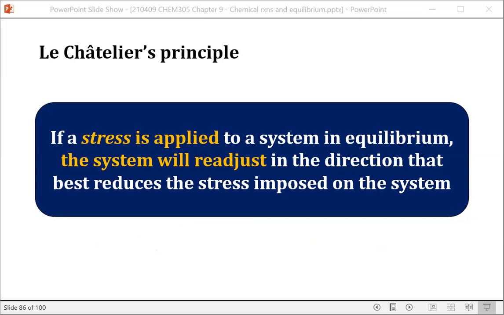So whatever the stress is, whether it's related to concentration or temperature, if you have an exothermic or an endothermic reaction, or pressure, if you have a reaction involving gases, Le Chatelier's principle says that the system, once that stress is applied, is going to try to readjust to get rid of or reduce the stress.